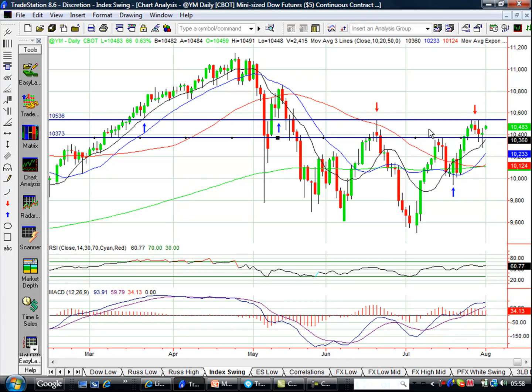It's about 10,540 on the index markets, on the Dow future, and let's watch that level and see if we can get up and hold through that early this week.